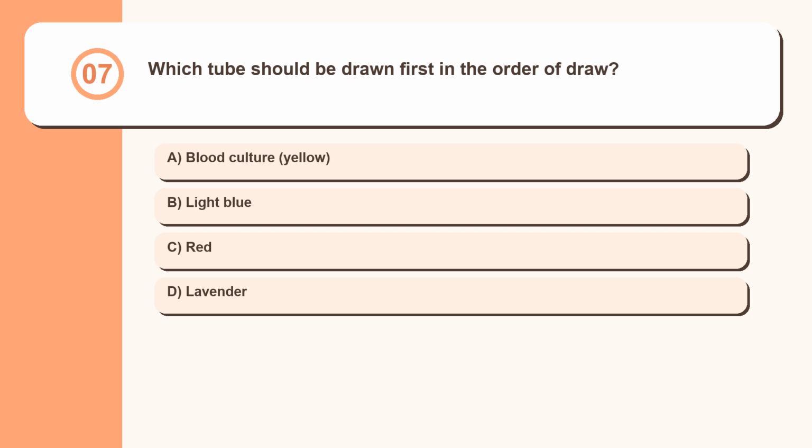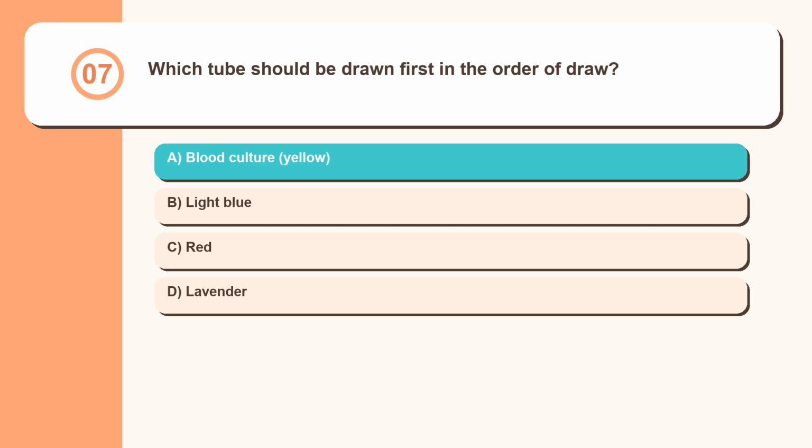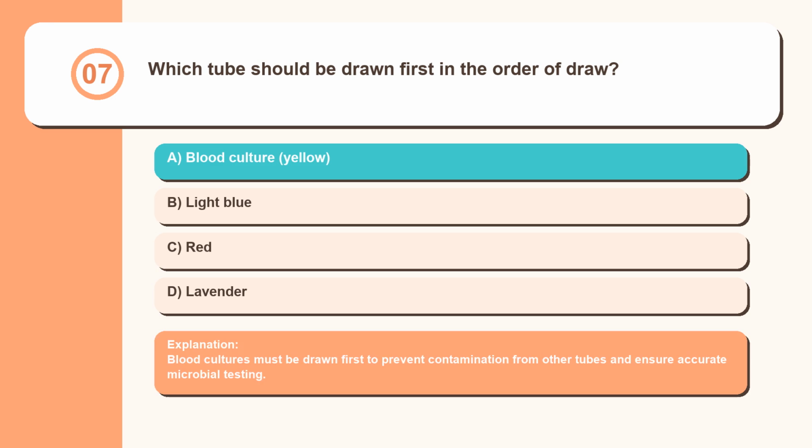Question 7. Which tube should be drawn first in the order of draw? Blood culture, yellow, light blue, red, lavender. Blood cultures must be drawn first to prevent contamination from other tubes and ensure accurate microbial testing.